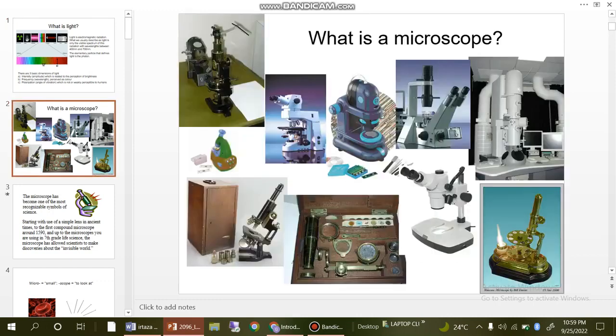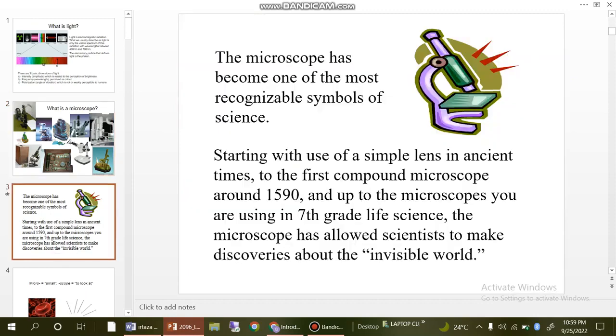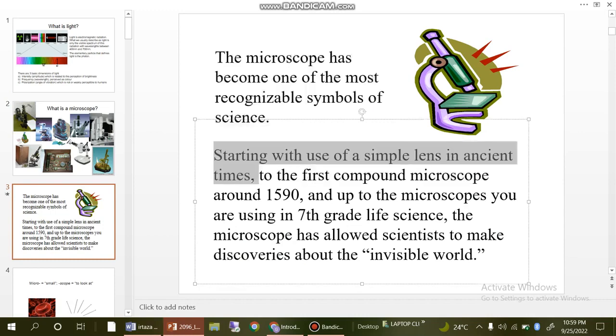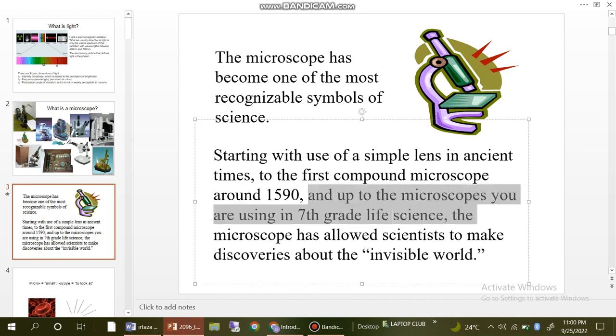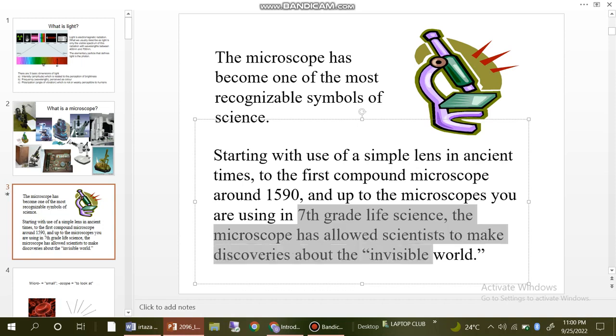You can see here the microscope. These are all microscopes of different types. Also you can see here the microscope has become one of the most recognizable symbols of science. Starting with the use of simple lenses in ancient times to the first compound microscope around 1590 and up to the microscopes used in 7th grade life science. The microscope has allowed scientists to make discoveries about the invisible world.